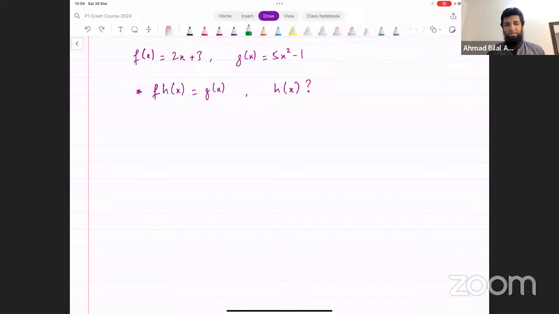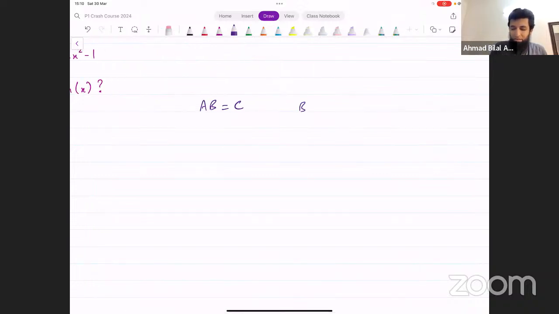Now, how do we deal with problems like these? One way to do this, that works for any question like this, is using what you used to do in matrices. So if you remember matrices from O-levels, if you had, for instance, a product of two matrices, A and B, and the result was equal to C. So if there were three matrices, A, B, and C, and the product of A and B gave you C, and now you were supposed to find B. Let's say A was known and C was known, and you were supposed to find B. How would you make B the subject in this equation?